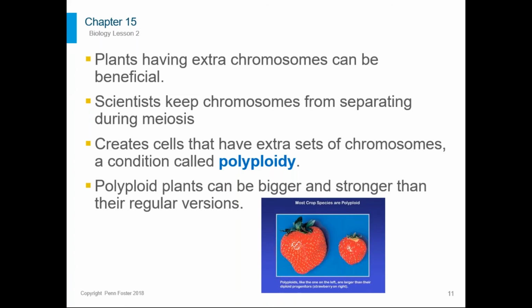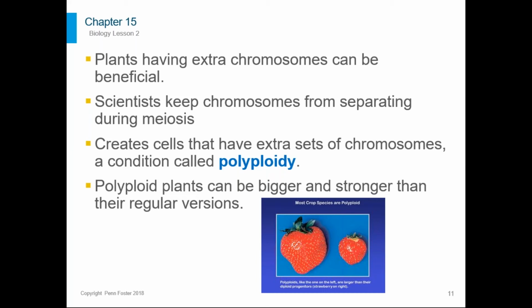Polyploid plants actually can be bigger and stronger than the regular versions. And a lot of the plants that we grow as crops are actually polyploid. Here's an example. Strawberries that are diploid, like the one on the right, are pretty small, not very tasty. There are different varieties of them, but most of them are not really something you want to grow. But the ones that we most commonly eat have 8 sets of chromosomes. So that's a lot of polyploidy. They have 8 sets instead of the normal 2.